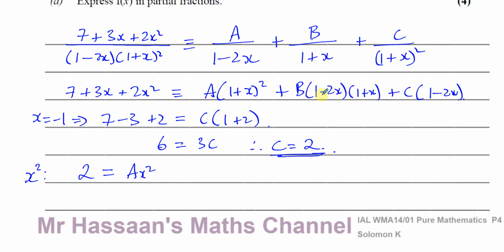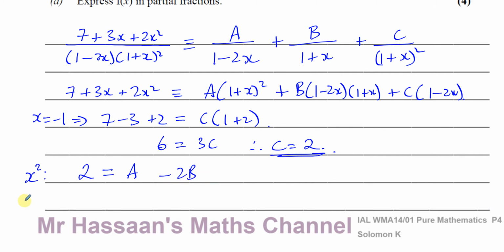And if you look at this term and you expanded it, you'll have b times minus 2x times x, which is minus 2bx squared. So I don't really have to write the x squared here because I'm just writing the coefficient. So this is a minus 2b. There will be no other x squared terms. So that's one equation I've got.